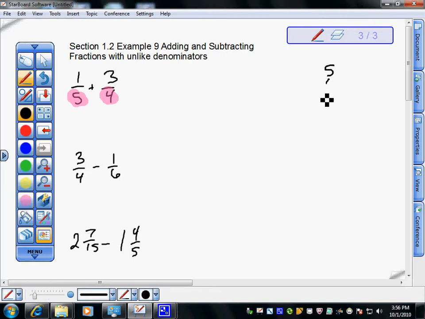Well, 5 is prime, it's just 5, and 4 is going to be 4. So if we just multiply those two numbers together, we're going to get a value of 20. And the question is, is 20 evenly divisible by 5? Yes. Is 20 evenly divisible by 4? Yes. So we're good. Now all I need to do is say I need something over 20 plus something over 20. Now I have to do my equivalent fractions.